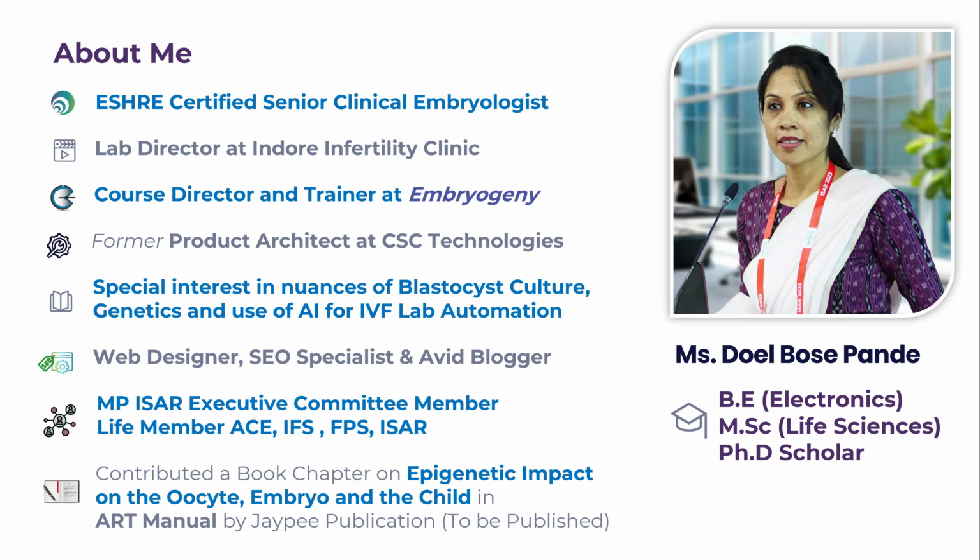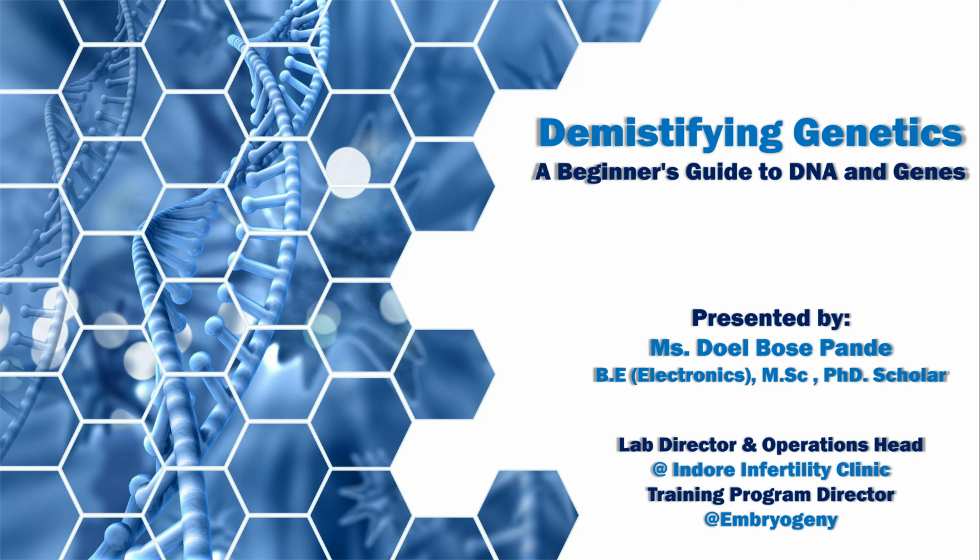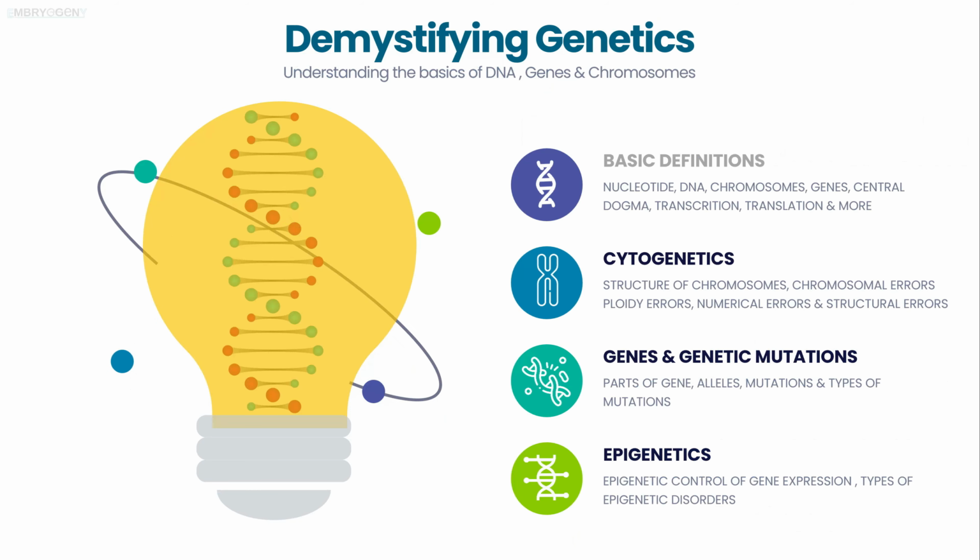This is the second lecture in the 4-part series of Demystifying Genetics. This session is specifically meant for high school students, undergraduates, or even doctors who wish to brush up their genetics. In the first part, we have already covered the basic definitions like nucleotide base pairs, DNA, chromosome compaction, central dogma, etc. Today's session is specifically dedicated to cytogenetics, which is the study of the structure of chromosome. We will talk about chromosomal errors, ploidy errors, numerical errors, and so on.